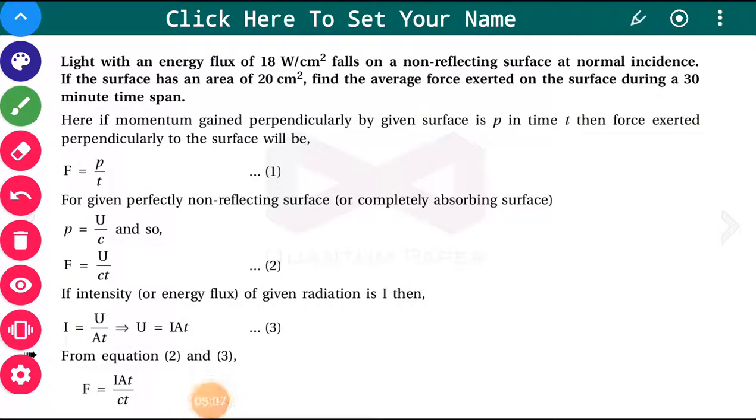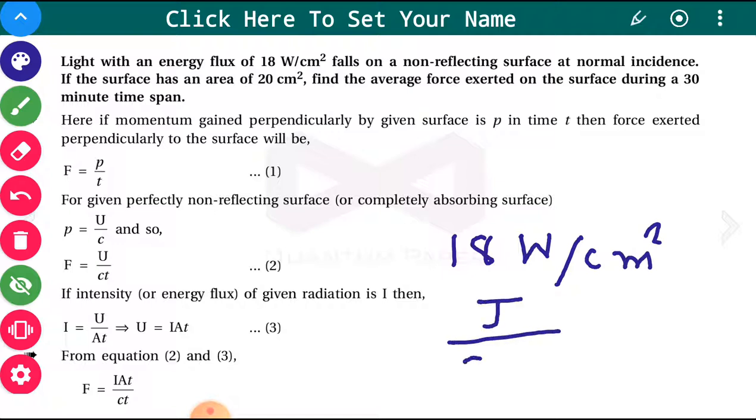Now 8.4: light with an energy flux of 18 watt per centimeter square. Now try to understand this energy flux. Its unit is 18 watt per centimeter square. Now watt is nothing but joule per second, into centimeter square.